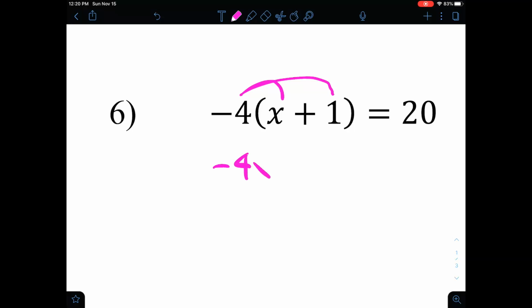So what is negative 4 times x? Well, that is negative 4x. Negative 4 times positive 1 is negative 4 equals 20. Now we need to solve.